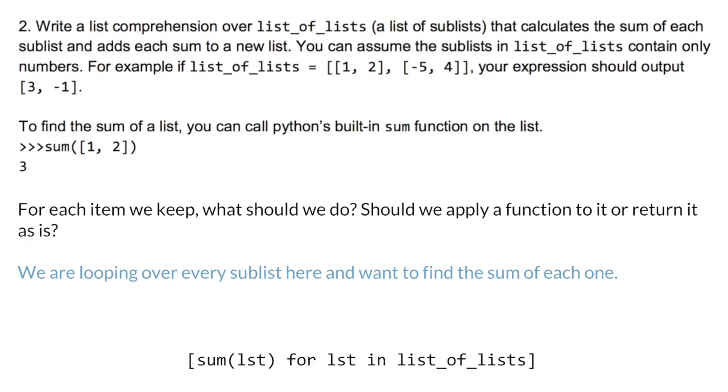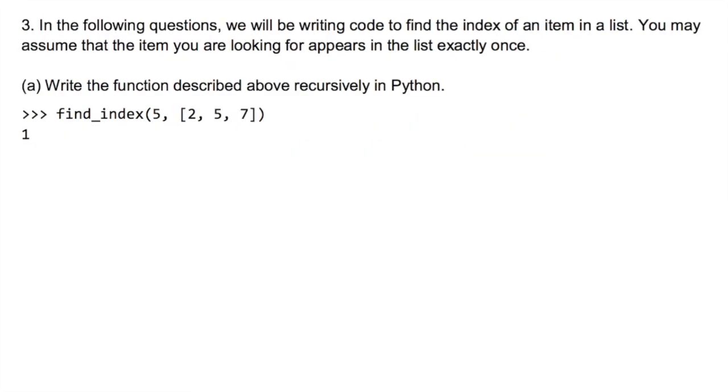Awesome. So now we'll be moving on to number 3 on the worksheet. It says, in the following questions, we will be writing code to find the index of an item in a list. The key here is you may assume that the item you are looking for appears in the list exactly once. So now it first asks you to write the function recursively in Python.